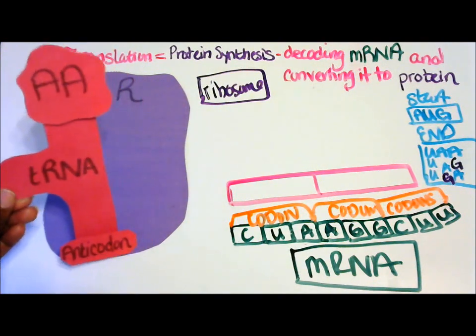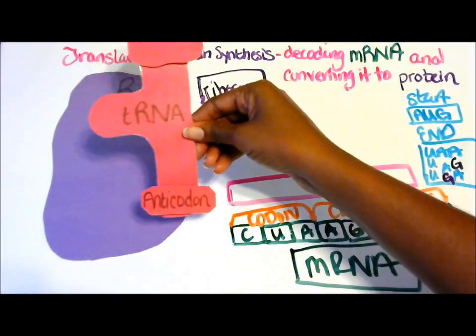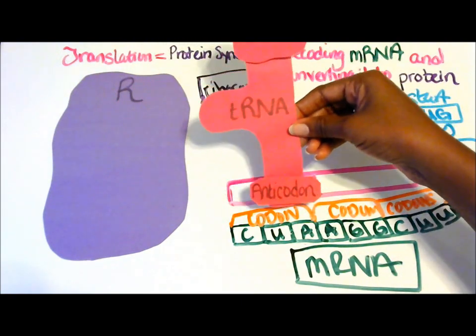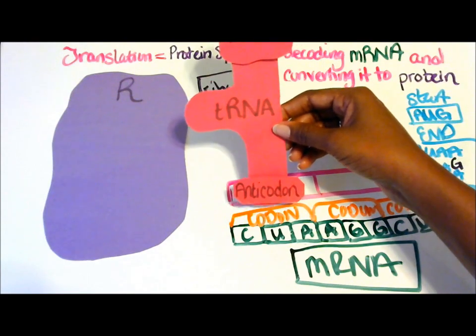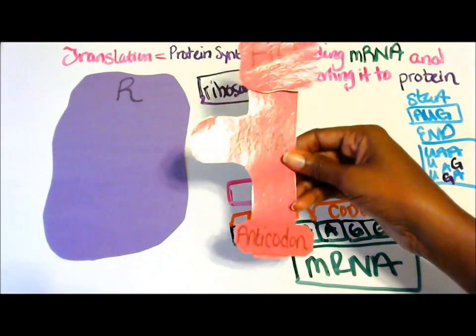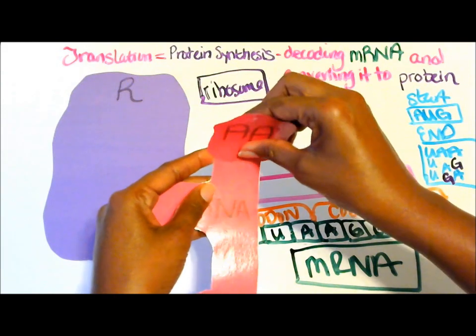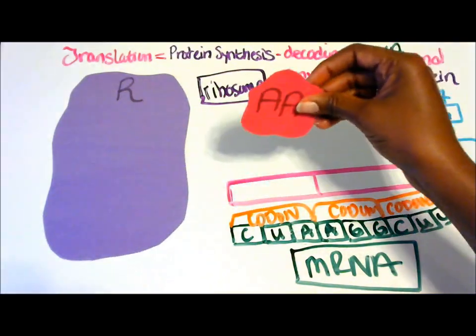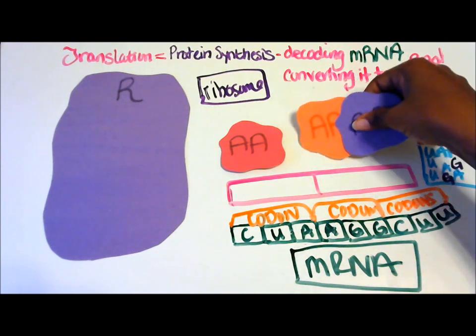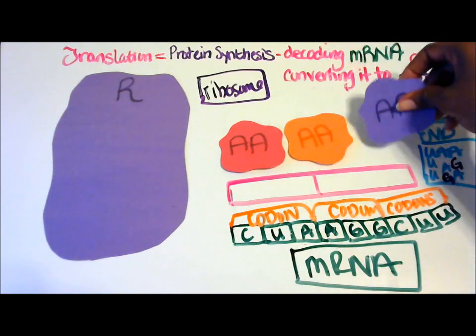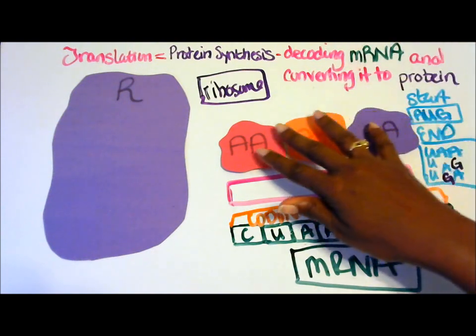The transfer RNA finds a codon. The anticodon is complementary to the codon. The transfer RNA has the amino acid at the top. The codon codes for the amino acid. Now this happens until the end codon is reached, and we have our chain of amino acids.